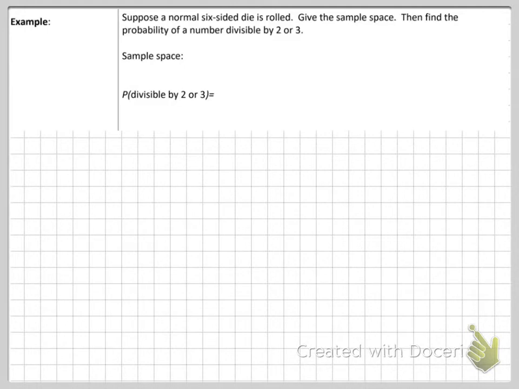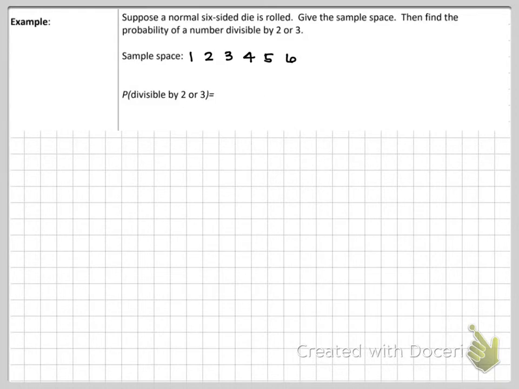Okay, so here we have an example. So let's go ahead and take a look at this. We have a normal 6-sided die, which means it's got 1 through 6, a different number on each face, and an equally likely chance of landing on any of those. We want to find the probability of a number divisible by 2. All right, so we've got the sample space, so basically everything that could happen. So everything that could happen is 1, 2, 3, 4, 5, and then 6.